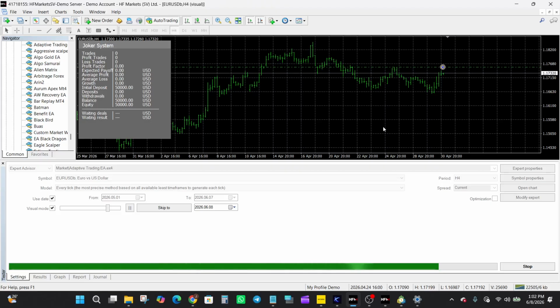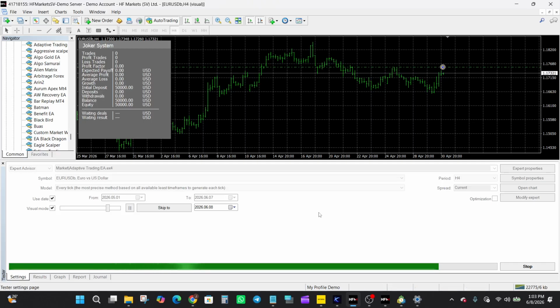Beyond that, the exact entry and exit logic is not disclosed by the developer, so it's important not to assume details that aren't explicitly provided. Now, as for the historical backtest results, they should be viewed strictly as historical analysis rather than an indication of future performance. Actual results can vary significantly depending on broker execution, spreads, slippage, market conditions, account size, risk settings, and user optimization.